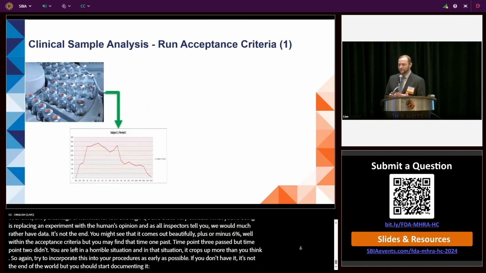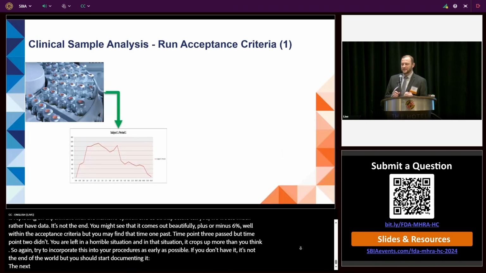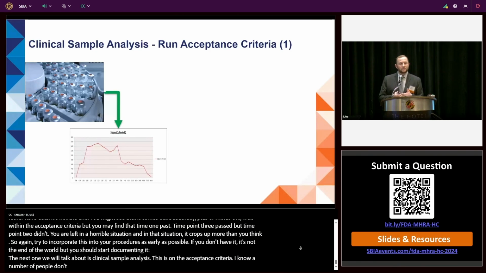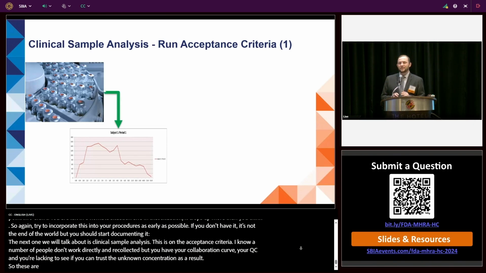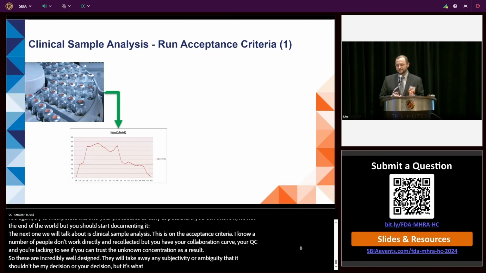The next one we're going to talk about is clinical sample analysis. And again, this is run acceptance criteria. I know a number of people in the room don't work directly in regulated bioanalysis, but this is the part when you get to the end of the assay: you've got your calibration curve, you've got your QCs, and what you're doing is looking to see if you can trust the unknown concentrations that you've got as a result. Those criteria are incredibly well designed. They're to take away any subjectivity or ambiguity, so that it shouldn't be my decision or your decision. It should be what we've agreed up front and what we're doing.